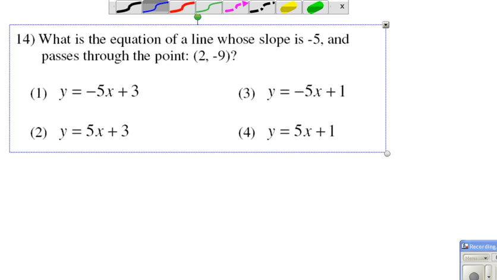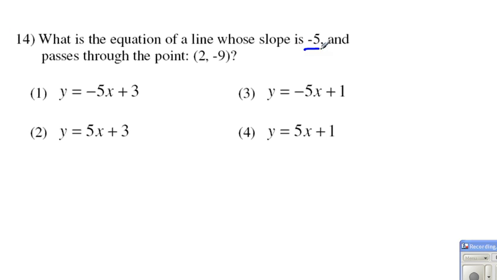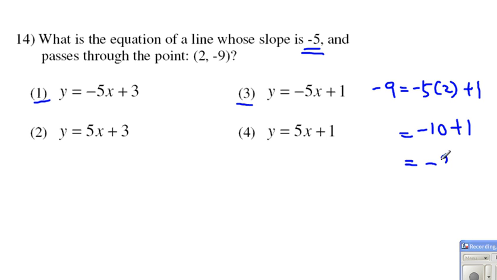All right, now next. Number 14. Now the slope is equal to negative 5. That means we are looking at 3 or 1, but it has to pass through the point (2, negative 9). What I can do is just plug in 2 and negative 9 and see which one of them works. Let me try this one here. Negative 9 equals negative 5 times 2 plus 1. Will that be true? Negative 5 times 2 becomes negative 10, plus 1. Oh, wait a minute, what is that equal to? Negative 9, which is what we originally had. So therefore, choice 3 worked, and that is our answer.